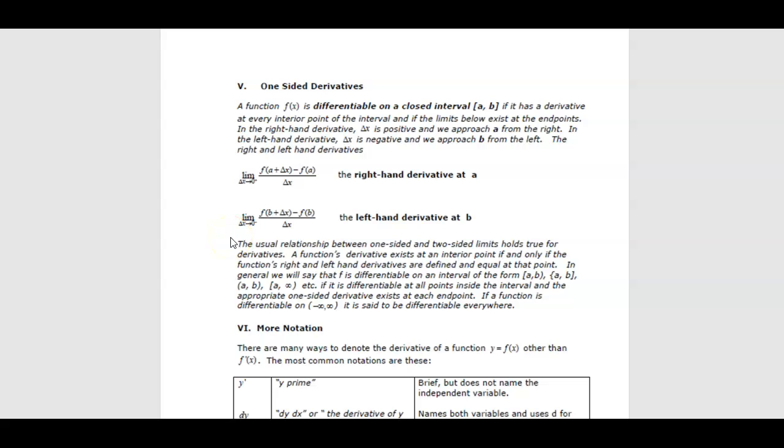Hello and welcome to this fourth video for sections 3.1 and 3.2 of calculus class. I'm going to talk about one-sided derivatives and a little bit about the alternate definition of derivative, and the big important part here is this more notation section, because we do want you to know the different ways the derivative can be written and asked for.